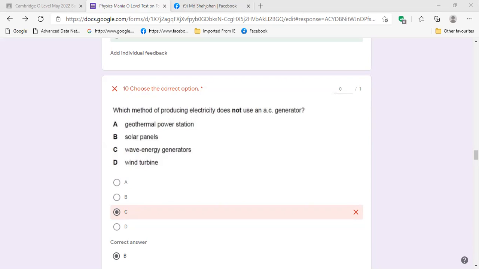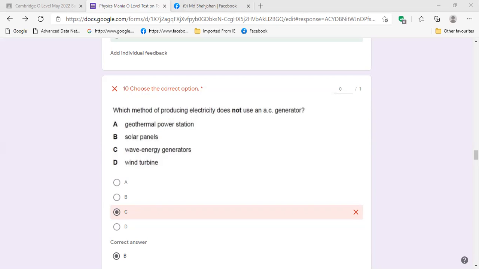Is it clear? Yes, sir. Solar panels only store the energy in a battery or cell, and from that cell we are getting the electrical energy. But it's not involved with the AC generator. So the answer should be C, right? Or B? Which one? B.